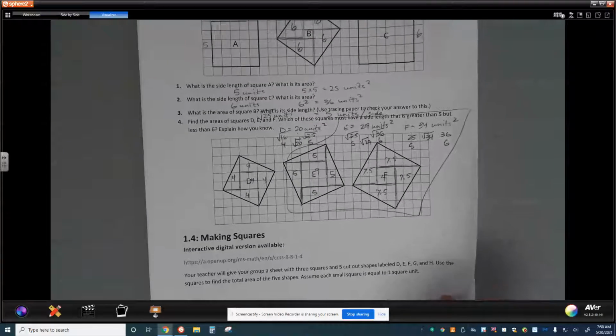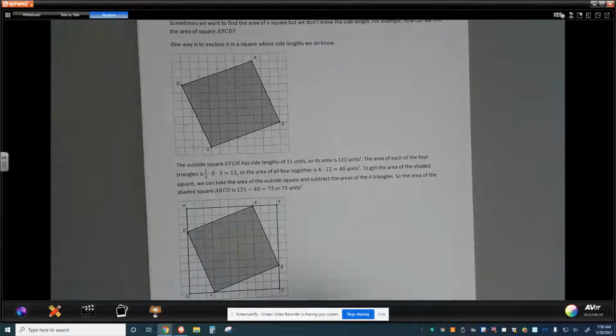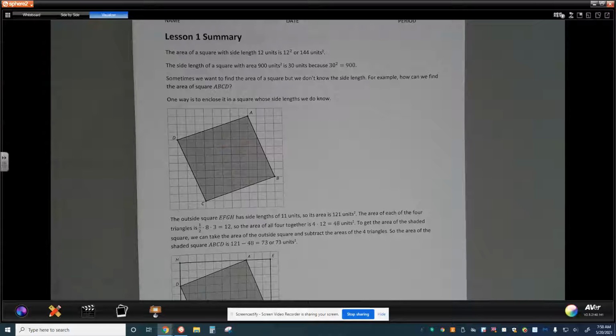On 1.4, we actually see something that's a digital version where you would be getting paper from me, but that's not going to happen today for the same reason we've never done that.